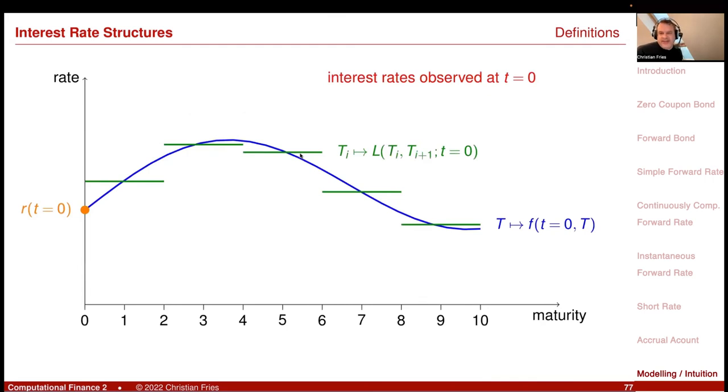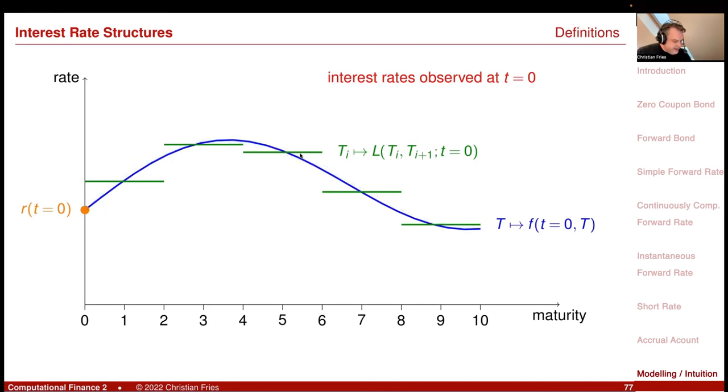Let me conclude with this nice picture that illustrates the different rates, because then this section is done. Yeah, so maybe I can use a few more minutes. So here you see the three most important guys. We have the continuous time instantaneous forward rate, the guy that enters into the Heath-Jarrow-Morton. We have a nice interest rate curve.